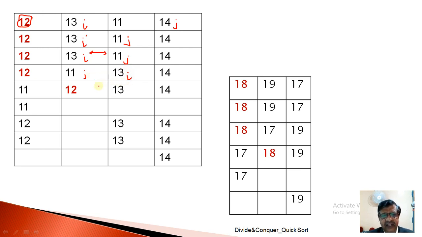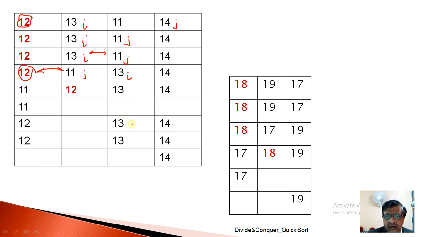I has crossed j, or j has crossed i, in this particular case. Therefore, swapping will take place. The pivotal element 12 will be swapped with this element, and 11 will come over here, 12 will come over here. So the left portion subarray consists of only one element, and an array with only one element is already sorted. There is no question of sorting this further. Quick sort requires a minimum of 2 elements in order to engage in the sorting process. So 11 is over here.